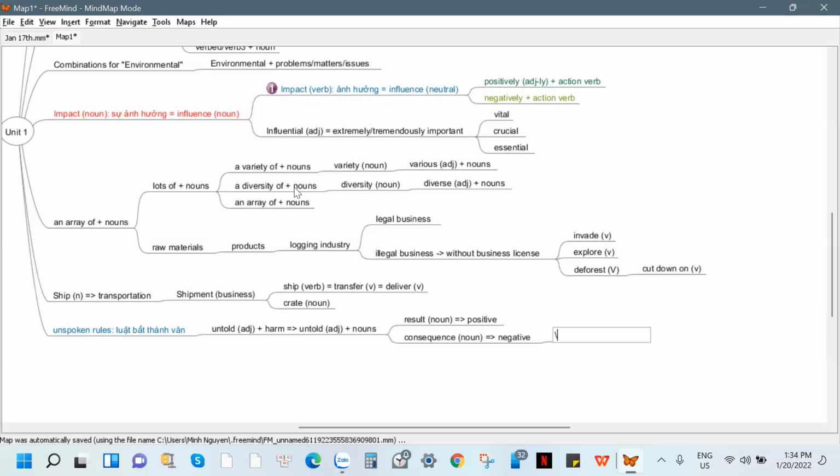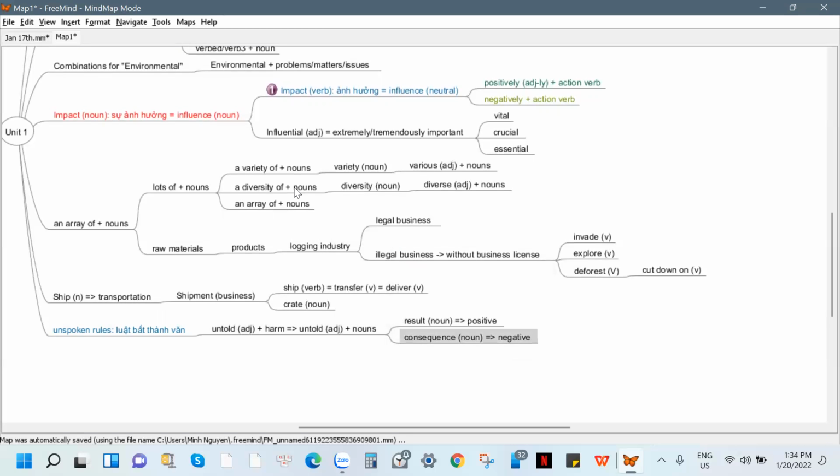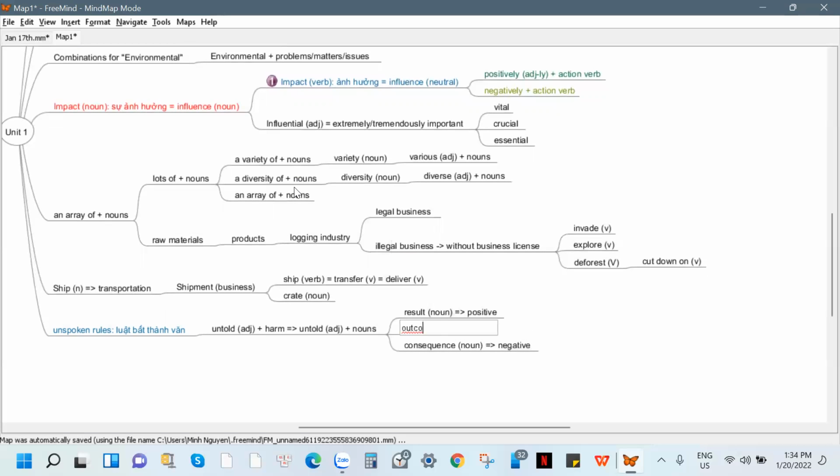And if you don't want to sound positive, you don't want to sound negative, you can do something very neutral. That is outcome. Outcome. It stands very neutral right here. An outcome of an action means what is going to happen after I do this? What is going to happen after I perform this act?